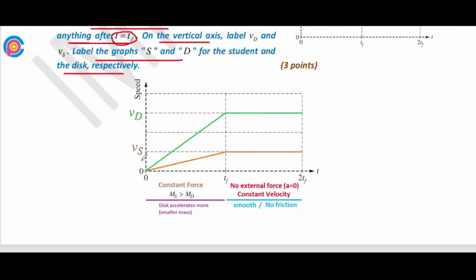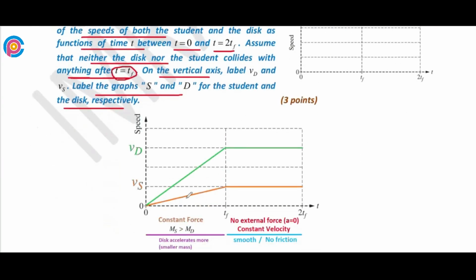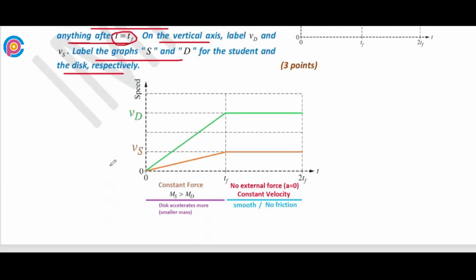Now why is the disk velocity greater than the student velocity? Because the mass of the student is greater than the disk. So we have proved here that mass and velocity are inversely related. When mass is greater, velocity is less. The disk accelerates more because of smaller mass. When it accelerates more, there is more change in velocity of the disk, so there is a steeper curve for the disk as compared to the student. So that's the explanation of the whole graph.